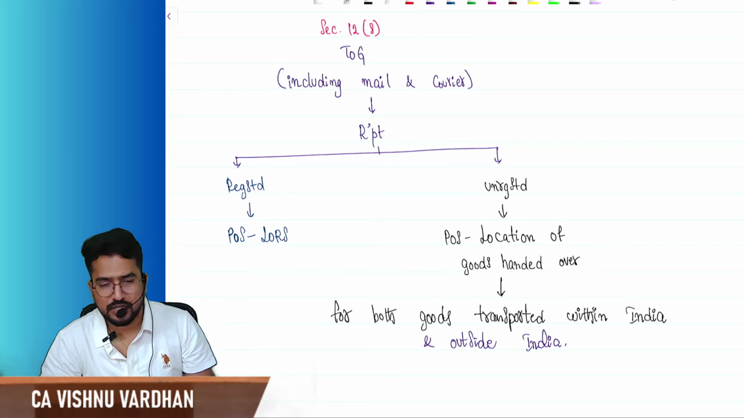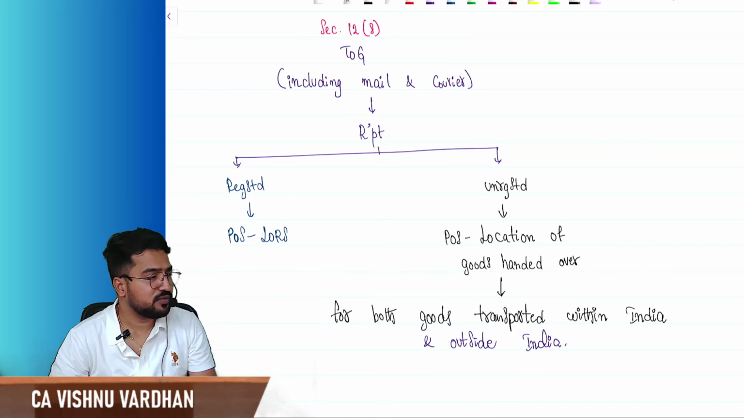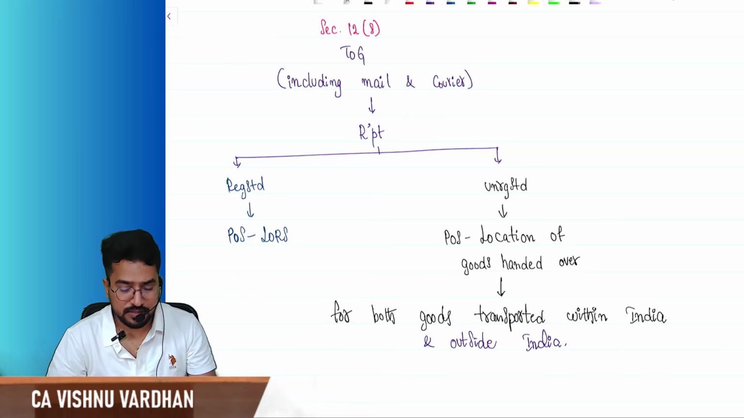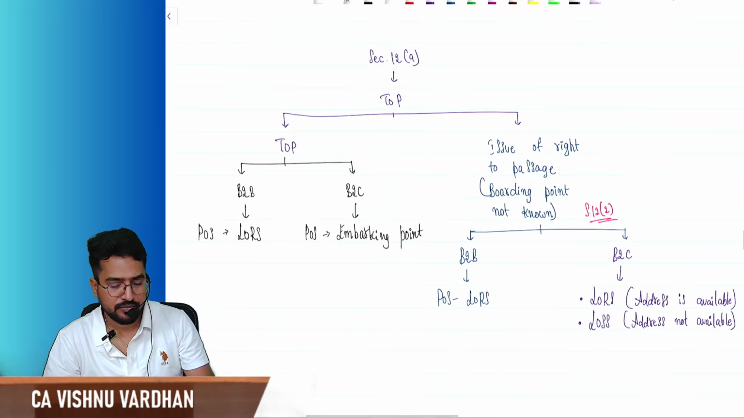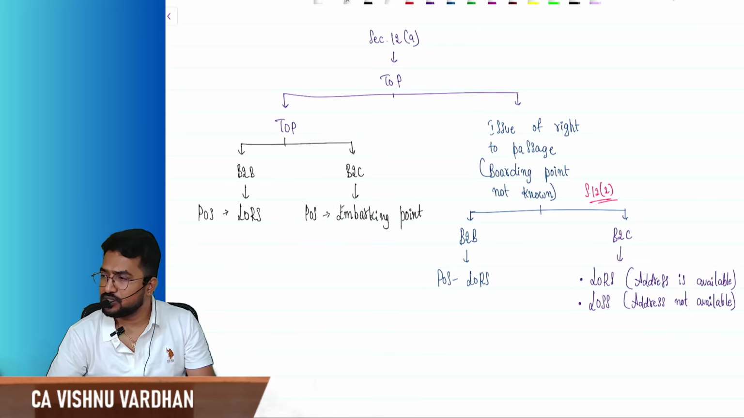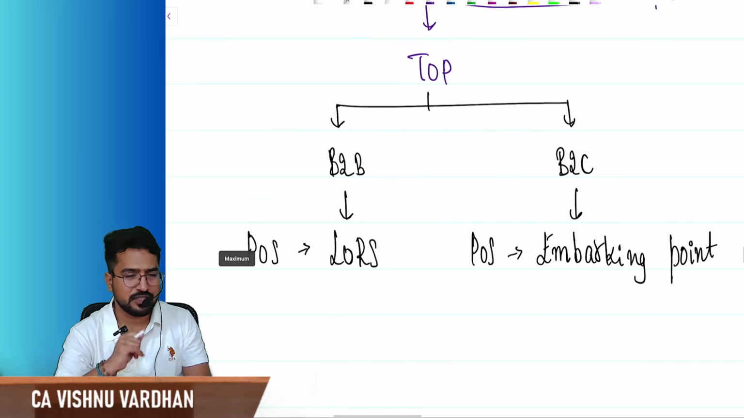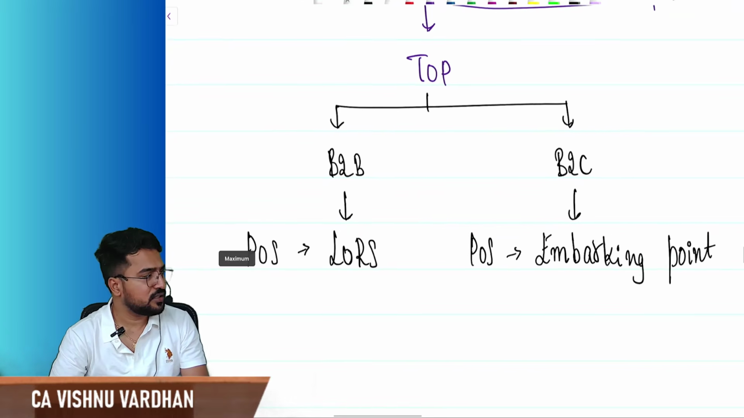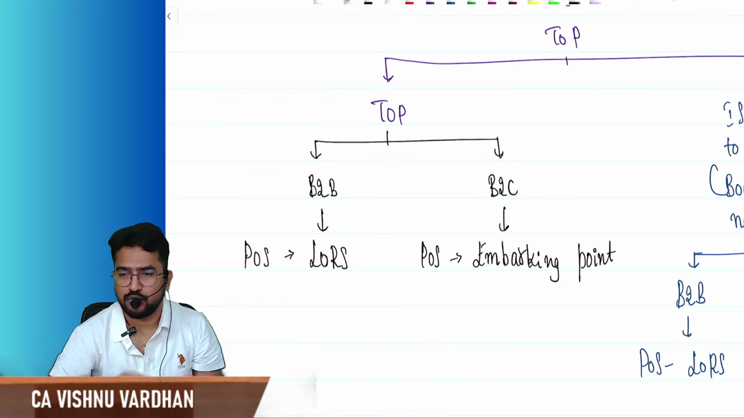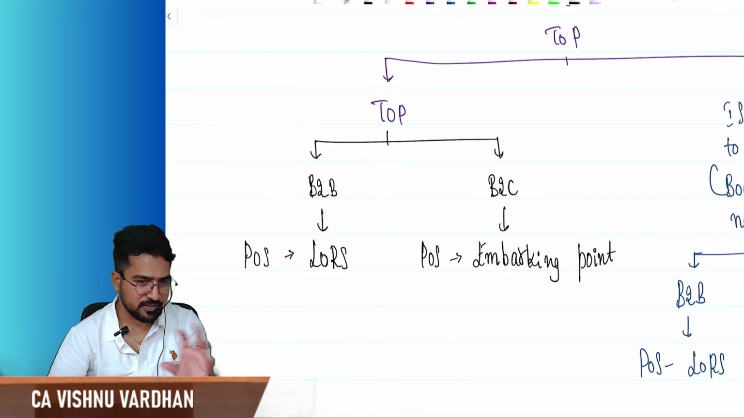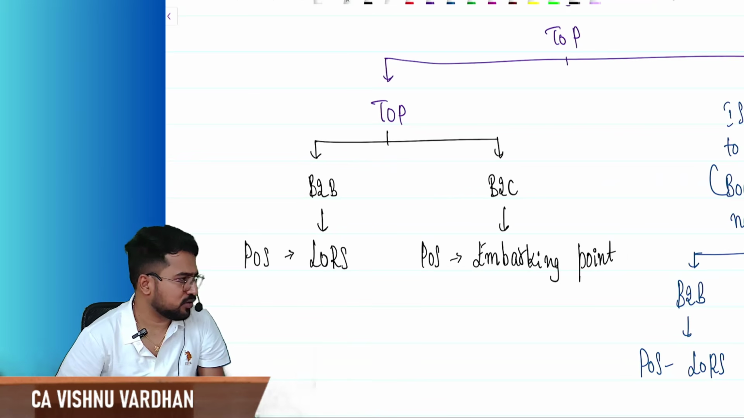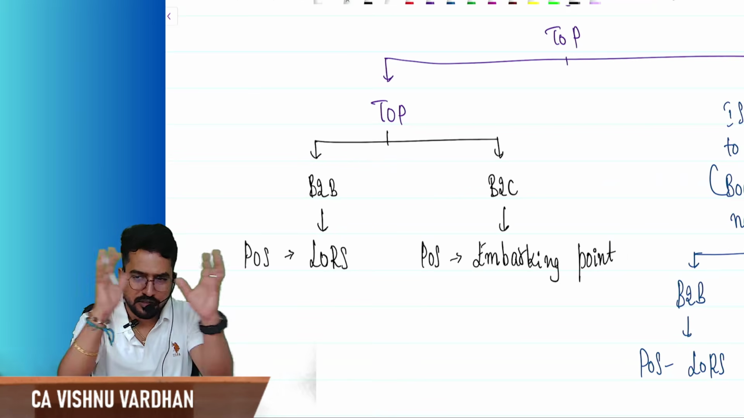When you discuss transportation of goods, you should also discuss transportation of passengers. So what is it? Transportation of passengers. Same as goods, Ra. If you are registered, your registered address. If you are unregistered, where the passenger is handed over. Same logic. That means the embarking point of the passenger, the starting point. Okay, with that logic, you just remember.